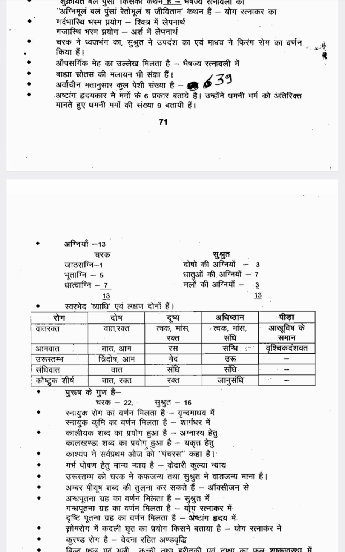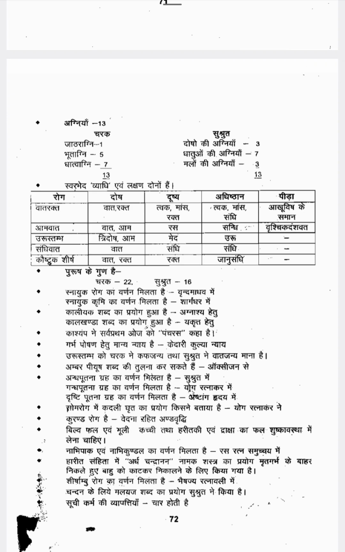Then Snayuka Roga description you can get in Vrinda Madhava. Snayuka Krimi is mentioned by Sharangadhara. Okay, Snayuka Roga is told by Vrinda Madhava. Snayuka Krimi is told by Sharangadhara. Then Kaliyaka, that term is indicated for Agni Ashaya. Kala Khanda is used for the Yakrit. Okay, Kala Khanda is Yakrit, Kaliyaka is Agni Ashaya. Then according to Kashyapa, there is one description for Ojas, that is Pancharasa. Okay, Pancharasa is known as Oja according to Kashyapa.